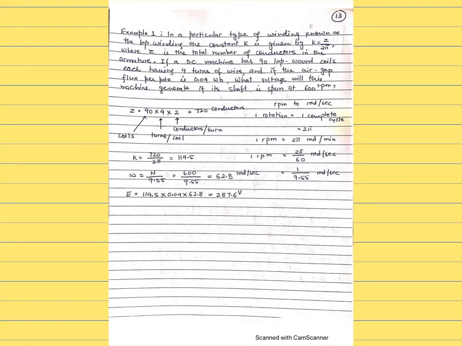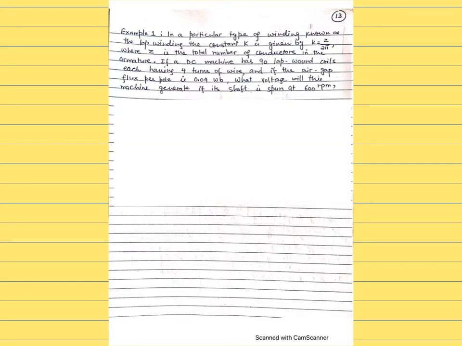So here is an example which we're going to look through. Okay, so we're looking through an example that says in a particular type of the winding known as the lap winding, the constant K is given by Z over 2π, where Z is the total number of conductors.